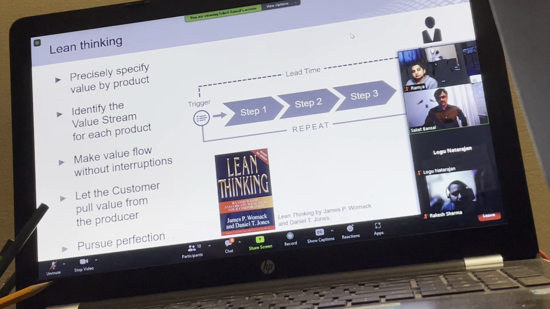Now there is a trick here. What is the trigger? So in SAFe, as you learn, this is a value stream.